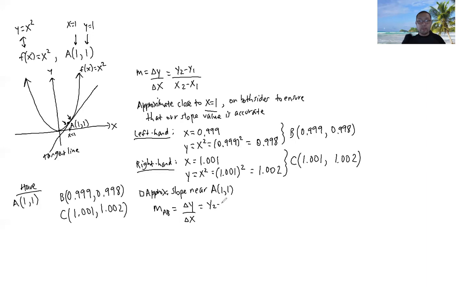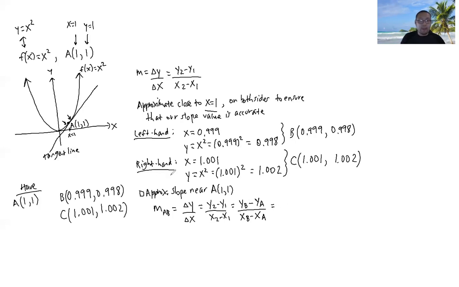Typically, it's y2 minus y1 over x2 minus x1, okay? In this context, let's rewrite this, because this is going from point A to point B. So this is going to be the same thing as the y-coordinate for B minus the y-coordinate for A divided by the x-coordinate for B minus the x-coordinate for A, okay? And so let's plug our numbers in.